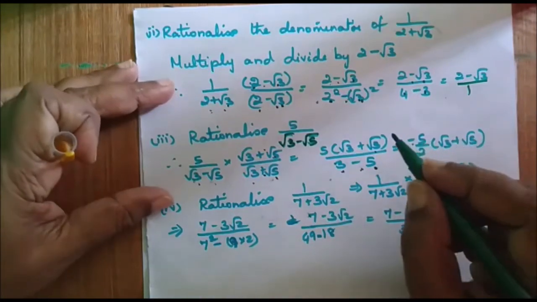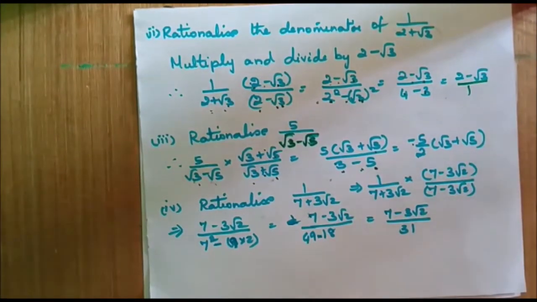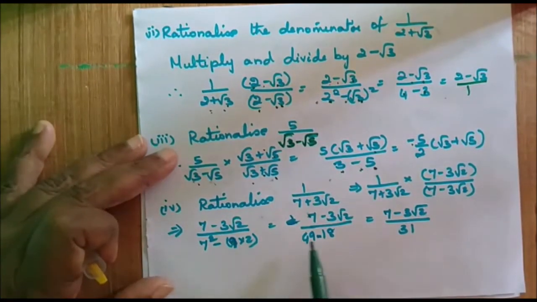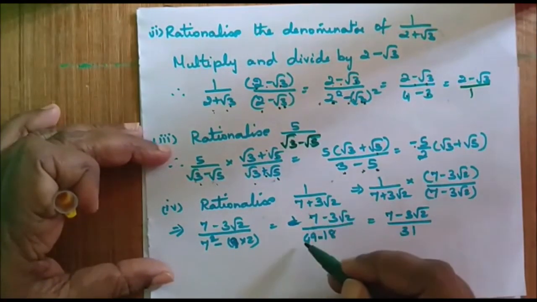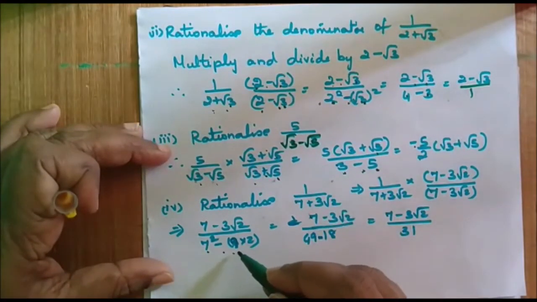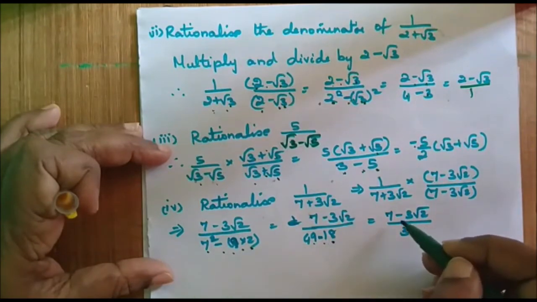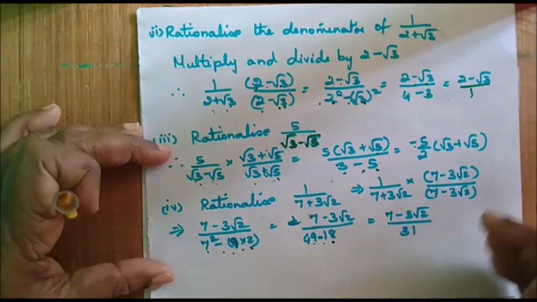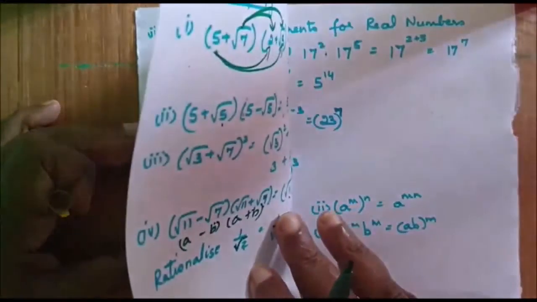So I just remove the integer part, minus 5 by 2, and write it as root 3 plus root 5. Okay. Similarly, let me rationalize this number 1 by 7 plus 3 root 2. I will multiply it by 7 minus 3 root 2 on the numerator and the denominator. I will simplify it further. I will get 7 minus 3 root 2 by 7 squared minus 9 into 2. It is nothing but 49 minus 18. So it is 7 minus 3 root 2 by 31. I hope you got this answer.